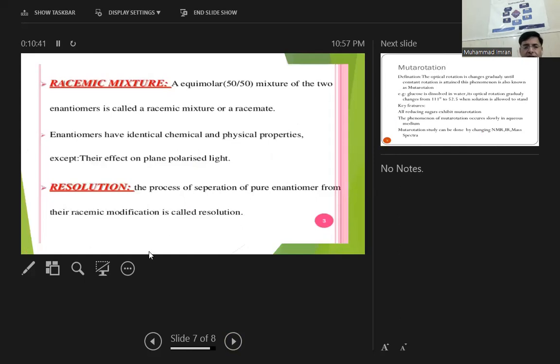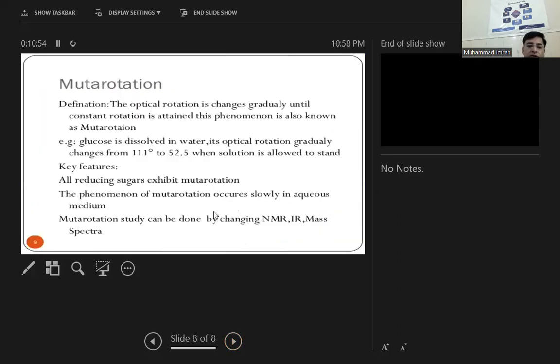What is mutarotation? Racemic mixture we have already discussed. What is resolution? The process of separation of pure enantiomers from their racemic modification is known as resolution. Then we have mutarotation. The optical rotation is changed gradually until a constant rotation is reached. This phenomenon is known as mutarotation.